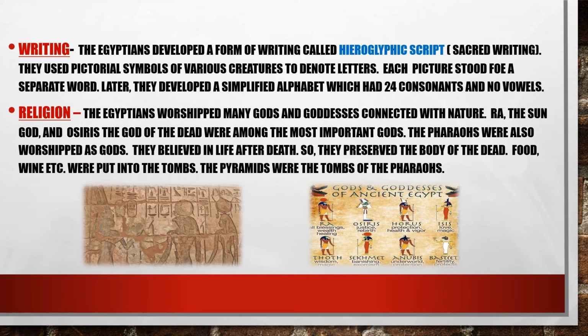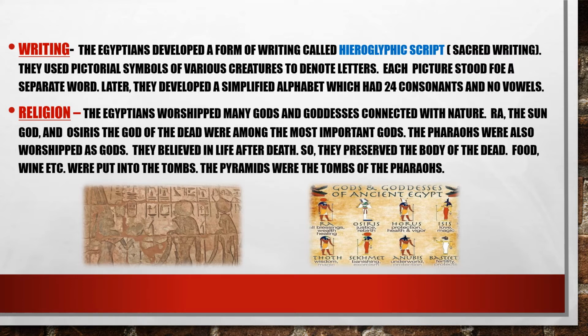They used pictorial symbols for various objects and creatures to denote letters. Do you know that each picture stood for a separate word? It means if there are 5 pictures, there are 5 separate words. So, about 2000 picture signs have been found on ancient pyramids and temples.